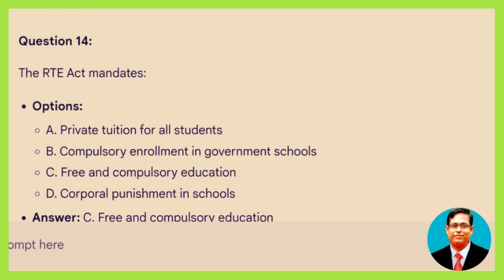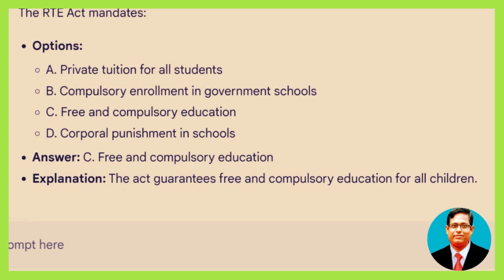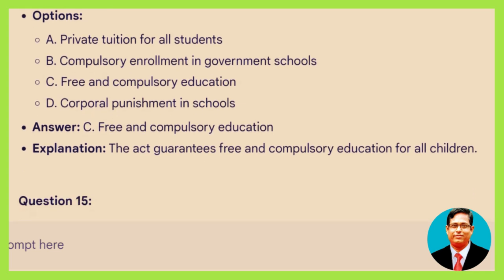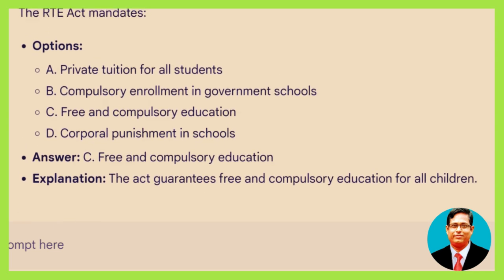Question 14. The RTE Act mandates. Options. A. Private tuition for all students. B. Compulsory enrollment in government schools. C. Free and compulsory education. D. Corporal punishment in schools. Answer. C. Free and compulsory education. Explanation. The Act guarantees free and compulsory education for all children.